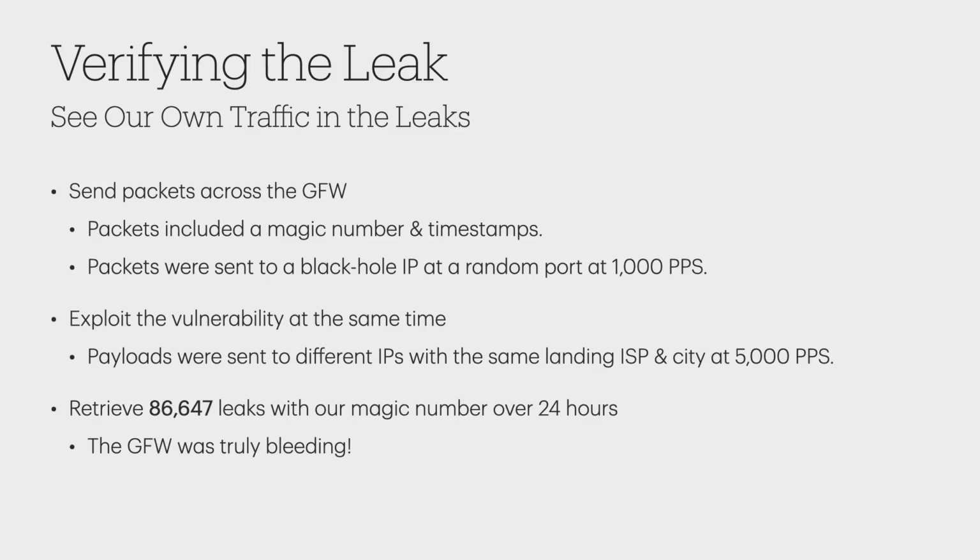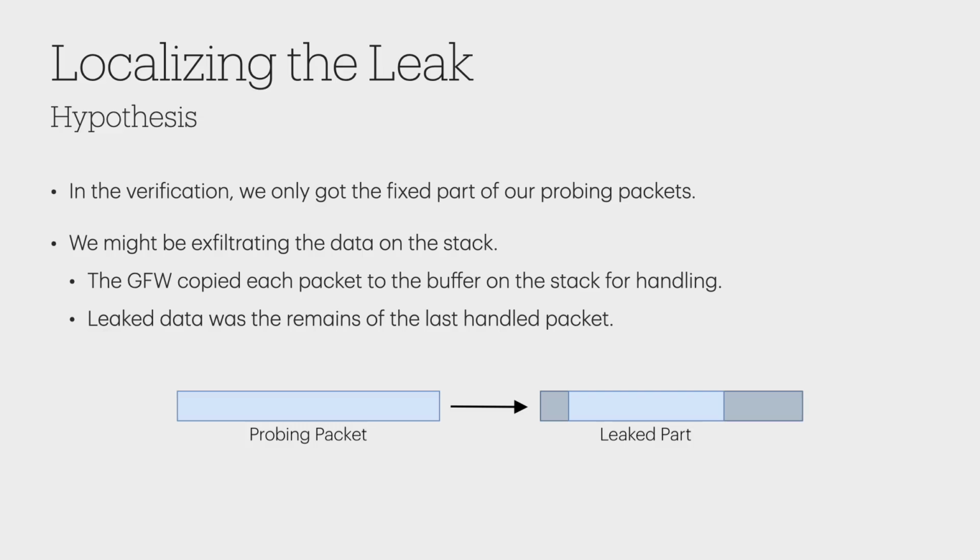Over a period of 24 hours, we retrieved over 86,000 leaks with our magic number. This indicates the Great Firewall was truly leaking the data flowing through it. We also observed that we only retrieved a fixed part of our probing packets. The offset was always the same. Hence, we hypothesized the leaked data came from the stack. The Great Firewall copied each packet to the buffer on the stack for handling, and the leaked data was the remains of the last handled packet.